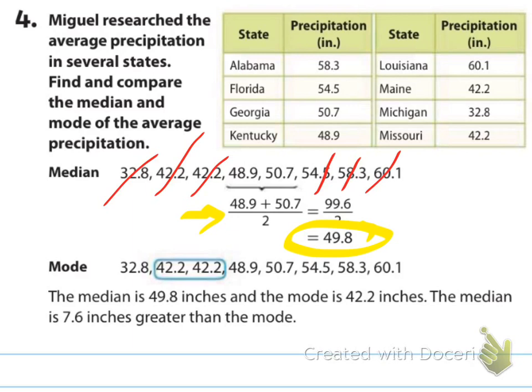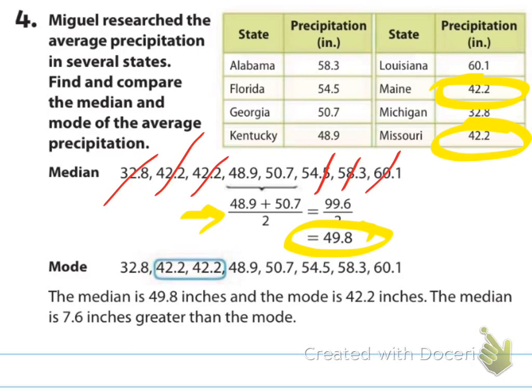Then the mode, when you go through your numbers, you'll notice that 42.2 is the only one that duplicates, and so 42.2 is the mode. So the median is 49.8 inches, and the mode is 42.2 inches. The median is 7.6 inches greater than the mode.